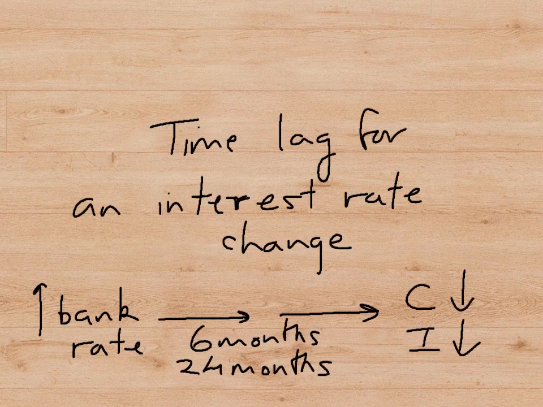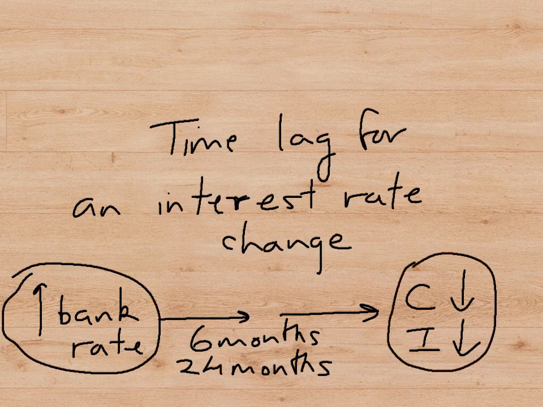And when we ask ourselves how long it takes between an increase in the bank rate and a decrease in consumption and investment spending, statistical analysis of data has shown that this time lag can be anything between 6 months and 24 months in a typical economy. So depending on the circumstances, there can be a gap of between half a year and 2 years between the central bank changing the bank rate upwards and any change being seen in consumer spending and investment spending as a result of that rise in the bank rate. Now, this is, of course, a very long period of time.